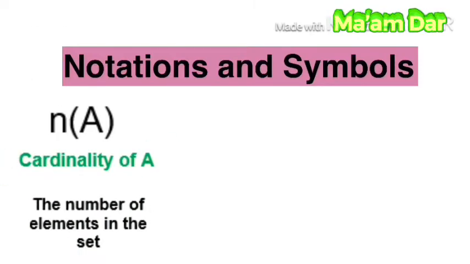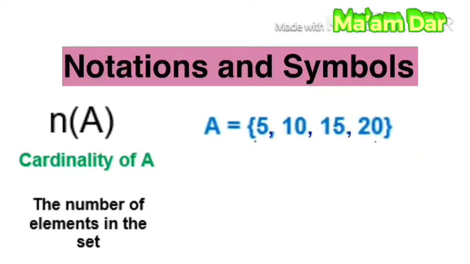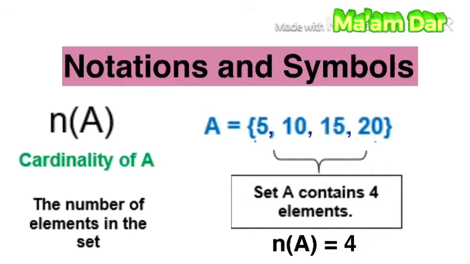Then you have this symbol. It is read as the cardinality of A. Cardinality refers to the number of elements. So if A is the set of numbers 5, 10, 15, and 20, pila man kabuk yung elements? You have 4. So the cardinality of A is 4.